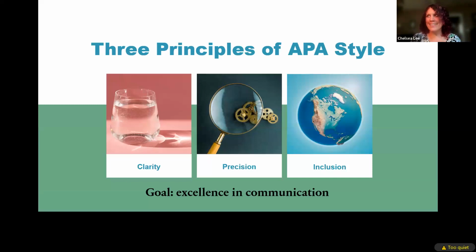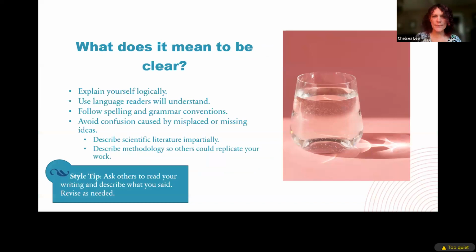We've had over 50 years of development with the APA Style manuals, hundreds of pages in our publication manual, millions of copies sold, and the goal is excellence in communication. So if you can organize yourself around clarity, precision, and inclusion, that's where to start. So let's look at these each individually.